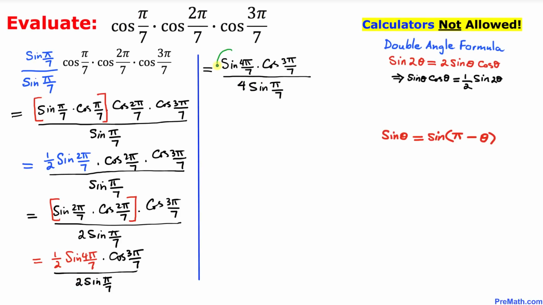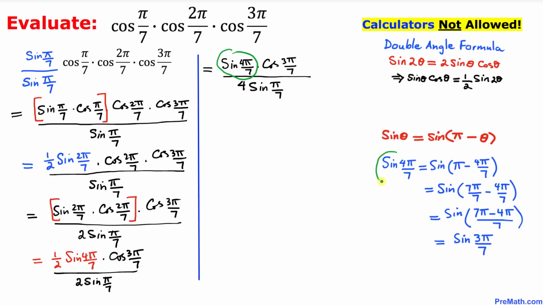Now let's focus on the numerator, sine of 4 pi over 7. We manipulate it using the formula sine of theta equals sine of pi radians minus theta. So sine of 4 pi over 7 can be written as sine of pi minus 4 pi over 7, and if we simplify, we end up with sine of 3 pi over 7. So we can write this part as sine of 3 pi over 7 times cosine of 3 pi over 7, and everything is divided by 4 sine of pi over 7.